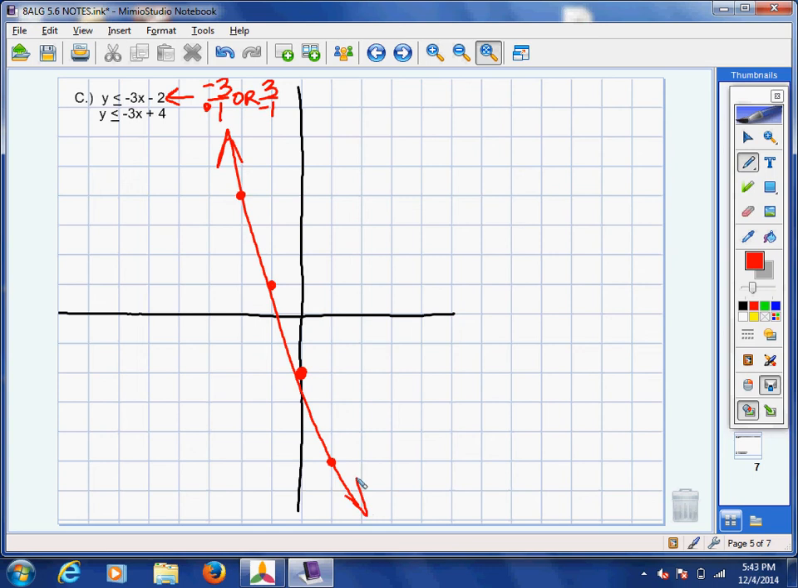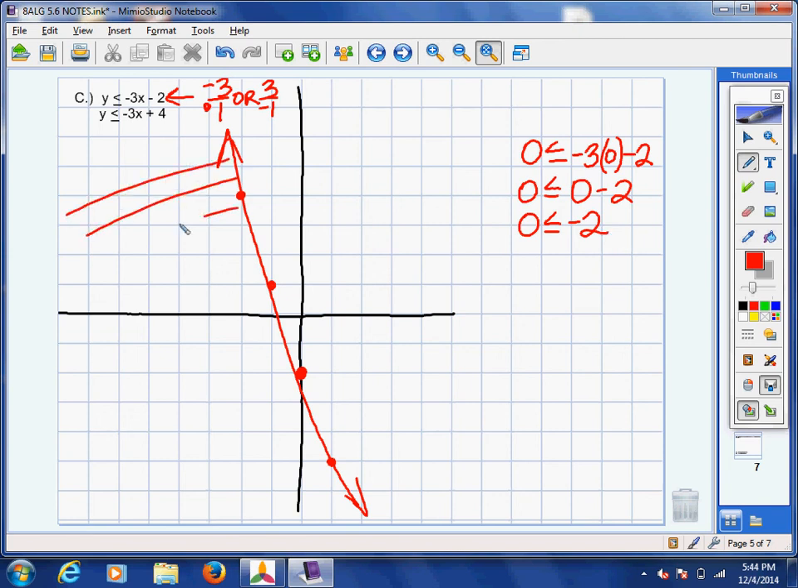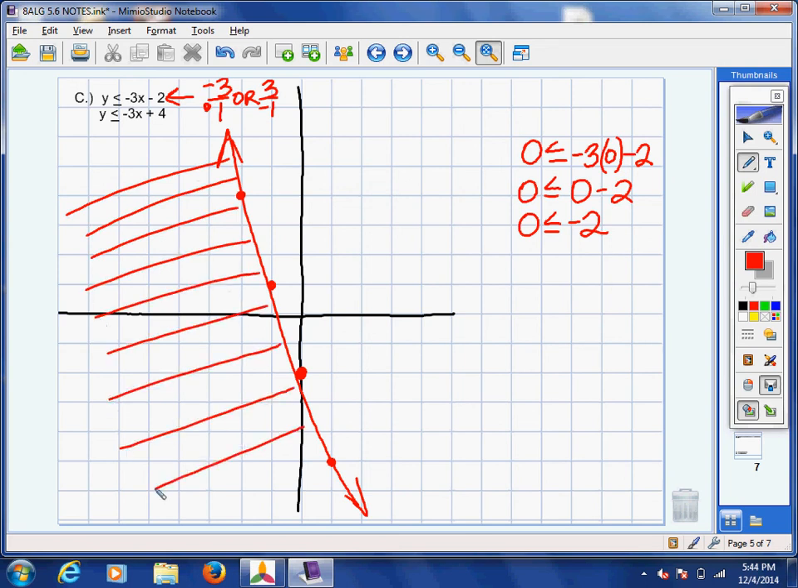And then we got to figure out where the less than side is. So I'm going to try 0, 0. Is 0 less than or equal to -3 times 0 minus 2? Is 0 smaller than 0 minus 2, which is -2? No. 0 is not smaller. It's bigger than -2. So we can't shade the side where 0, 0 is. So the right side is off limits. We're going to have to shade the left side. So go ahead and make that happen. There it is. Okay. Looks great.